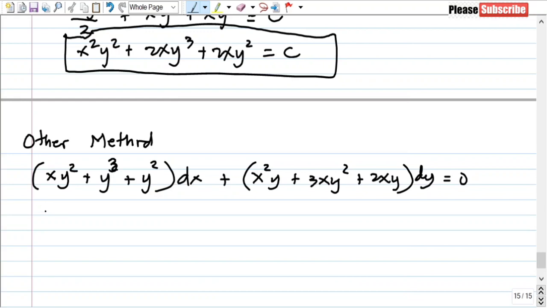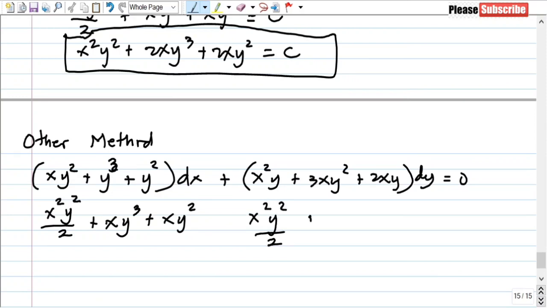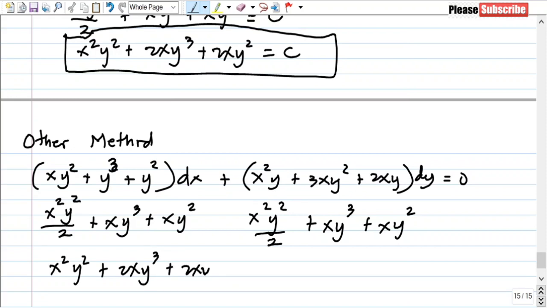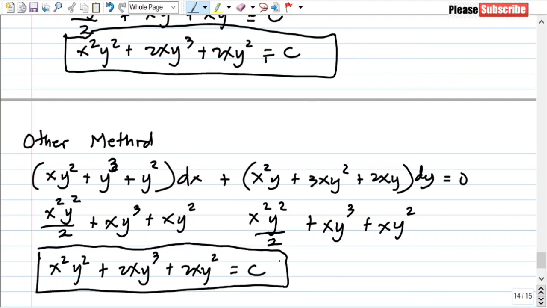So, take the integral. So, magiging x squared y squared over 2 plus xy cubed plus xy squared. Dito naman sa kabila, in terms of y. So, x squared y squared over 2 plus xy cubed plus xy squared. Ayan. Tingnan natin. So, pareho lang. Mag-multiply na rin tayo ng 2 dito. So, that will be x squared y squared plus 2xy cubed plus 2xy squared is equal to c. Yun. So, notice, mga mommies and sirs, pareho ito, saka pareho din ito.